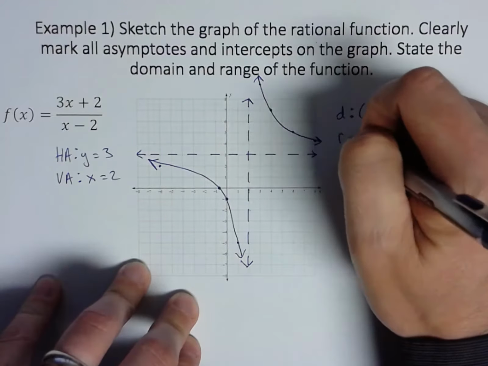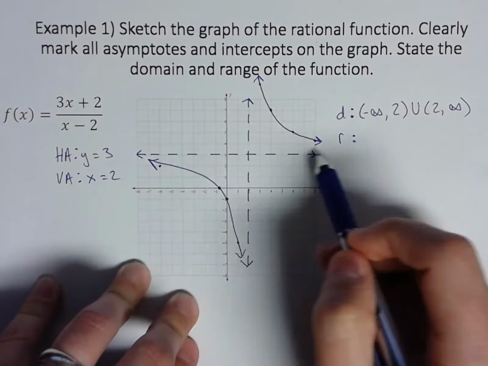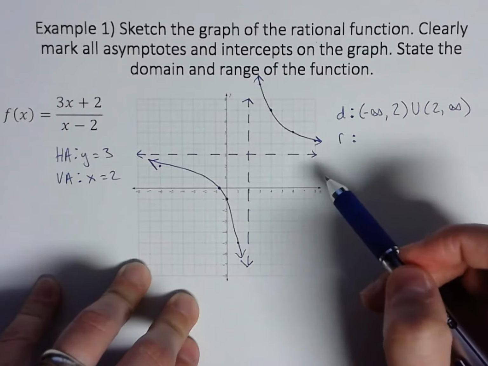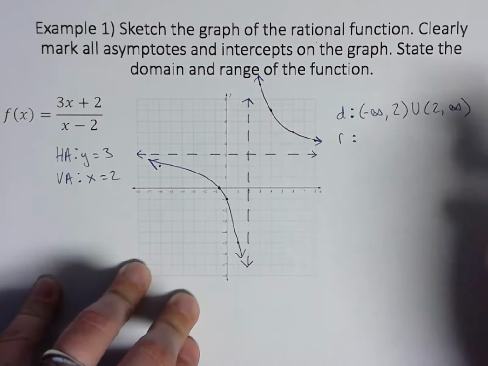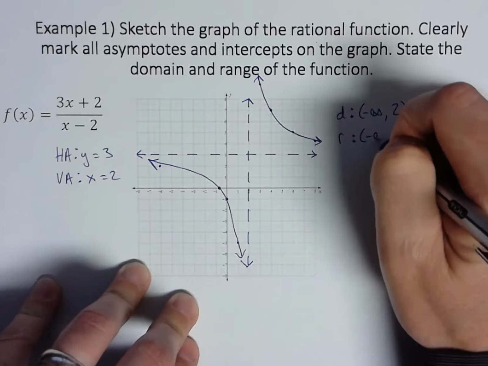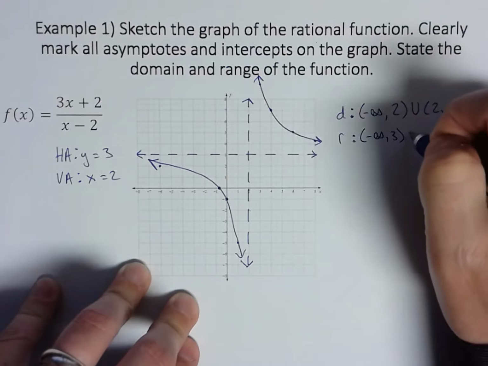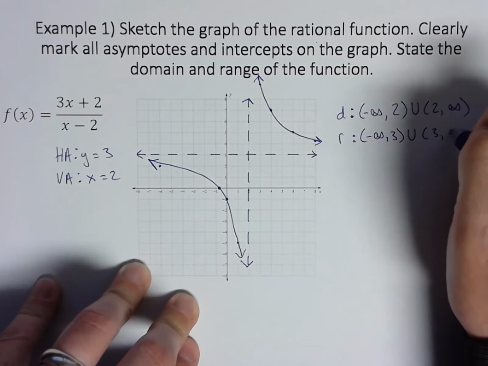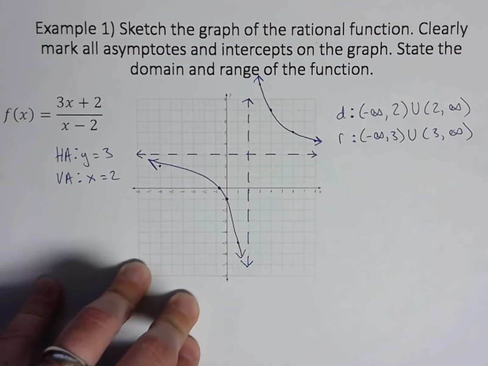How about our range? Kind of a similar deal. In this case, our horizontal asymptote, so it's everything except y equals 3. So we've got negative infinity up to 3, union 3 to infinity. Okay?